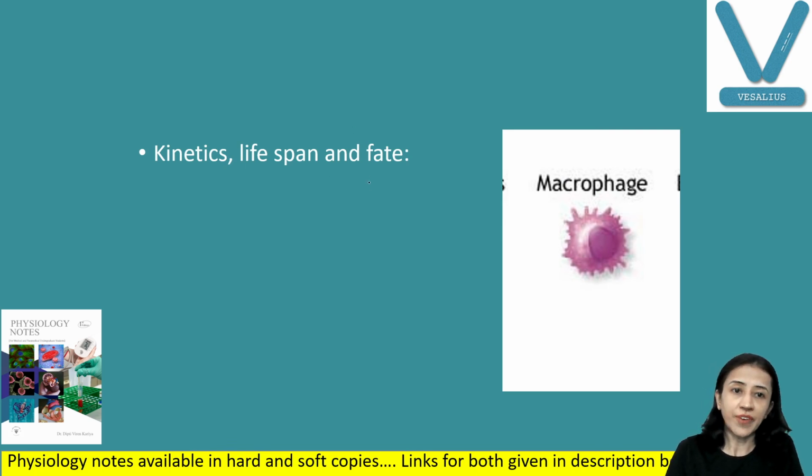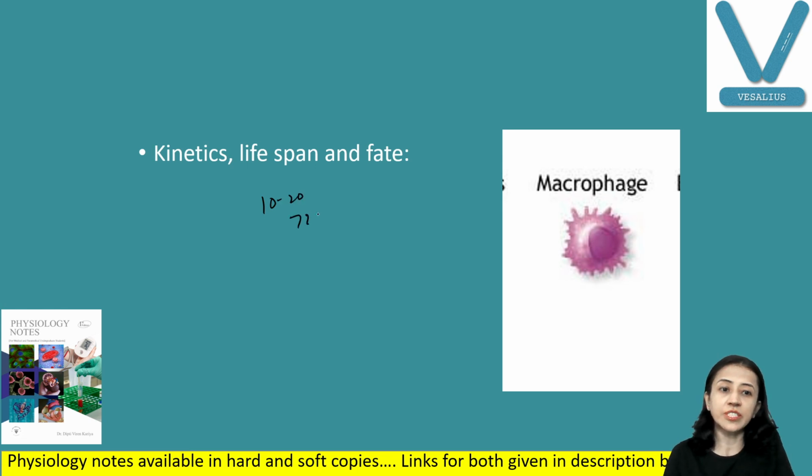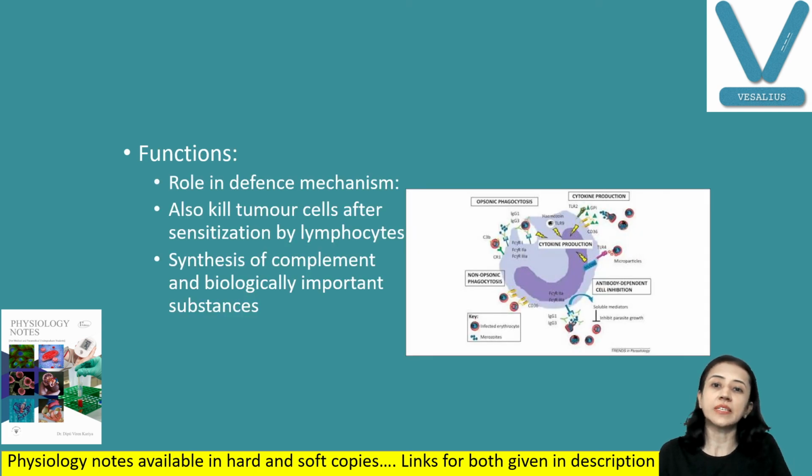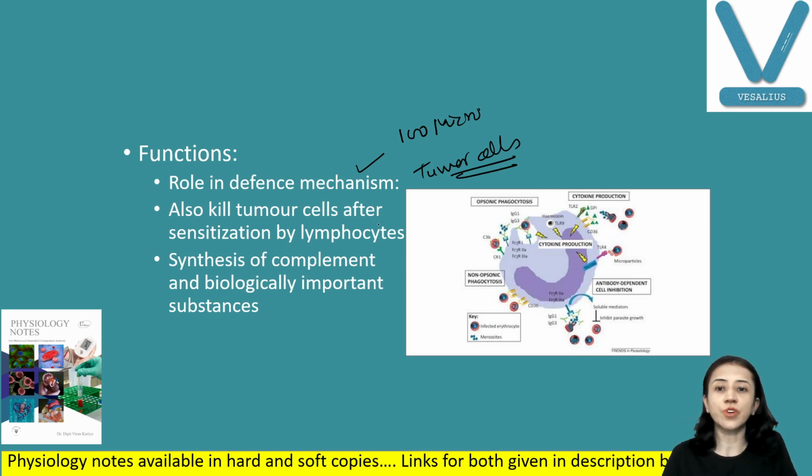Now the life span and fate of the monocyte. The monocyte remains in circulation for about 10 to 20 hours, maximum 72 hours. After that it enters the tissue and forms tissue macrophages. Once they become tissue macrophages, they will not re-enter the circulation. The function is that it plays an important role in the defense mechanism. It has phagocytic activity and can kill as many as 100 microorganisms. It can also kill tumor cells after sensitization by lymphocytes. It also causes synthesis of complement and biologically important substances.